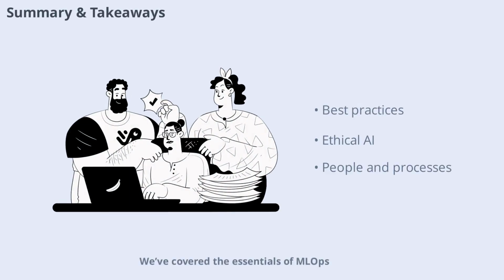We've covered the essentials of MLOps from deployment and operations to ethics and governance. By following best practices and considering ethical implications, teams can build AI systems that are robust, trustworthy, and impactful. Remember, successful MLOps is about more than just technology, it's about people, processes, and responsibility.